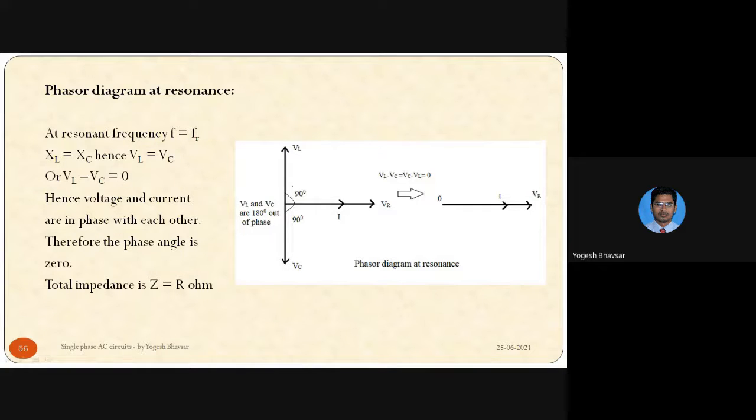Now the phasor diagram at resonance. We already know we have the condition XL is equal to XC for series RLC circuit. We already derived this. So look at it again. At resonance frequency, F is equal to Fr, XL becomes equal to XC, or VL becomes equal to VC. Hence, the voltage and current are in phase with each other. Therefore, the phase angle will be 0. And total impedance Z is equal to R.